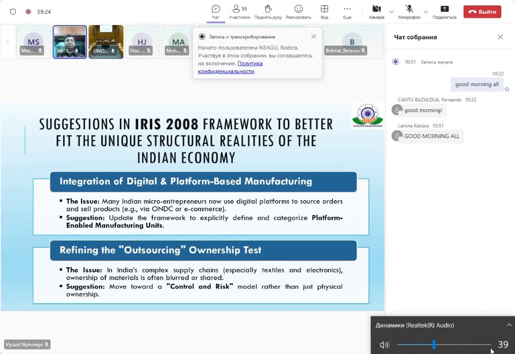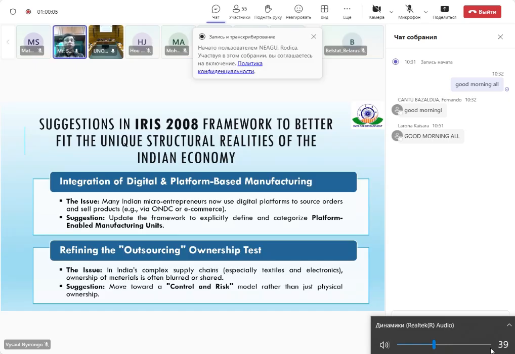Now, there are some suggestions to better fit the unique structural realities of the Indian economy. First point is the integration of digital and platform-based manufacturing. What is the issue? Many Indian micro entrepreneurs now use digital platforms to source orders and sell products via, for example, ONDC or e-commerce. My suggestion is to update the framework to explicitly define and categorize platform-enabled manufacturing units. I think it's time to address this issue.